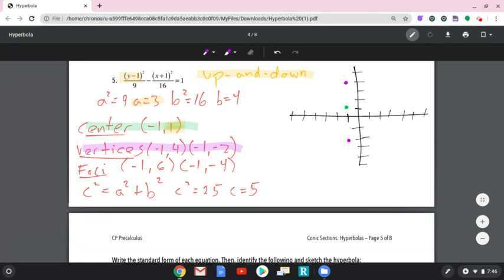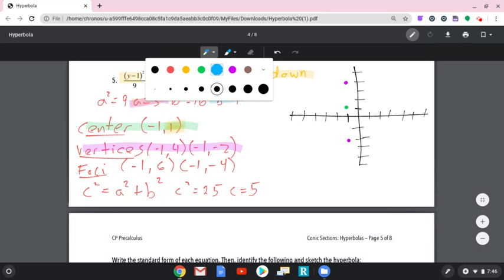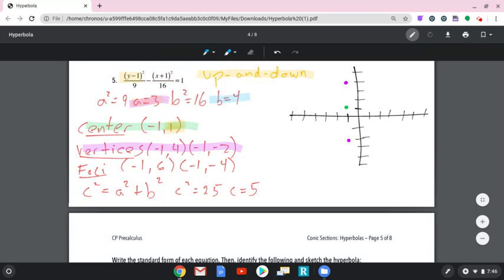Now to make the box, the vertices help us identify the top and the bottom of the box in an up and down hyperbola, but I'm also going to use my B value. So that A value goes to this up and down, because it's an up and down hyperbola, but that B value is going to go left and right. So if I go left and right, I go from my center and count 4 to the right: 1, 2, 3, 4.